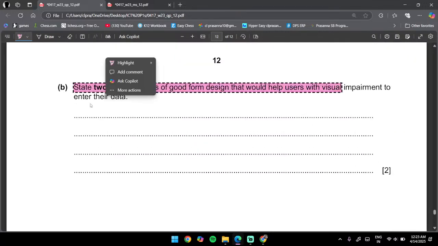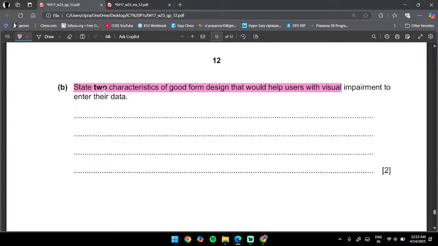State 2 characteristics. This is really important. When they say 2 characteristics, they are only going to consider the first two that you write. After that, they are not going to care what you have written. So make sure you write only two and be confident with the two that you write.